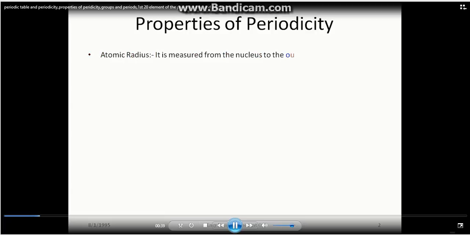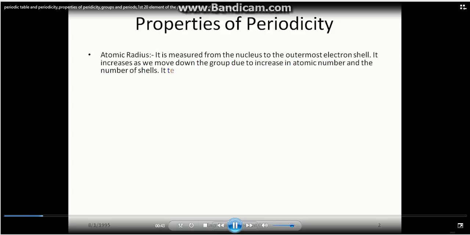Properties of periodicity. Atomic radius. It is measured from the nucleus to the outermost electron shell. It increases as we move down the group due to the increase in atomic number and the number of shells. It tends to decrease as we go from left to right in the period.